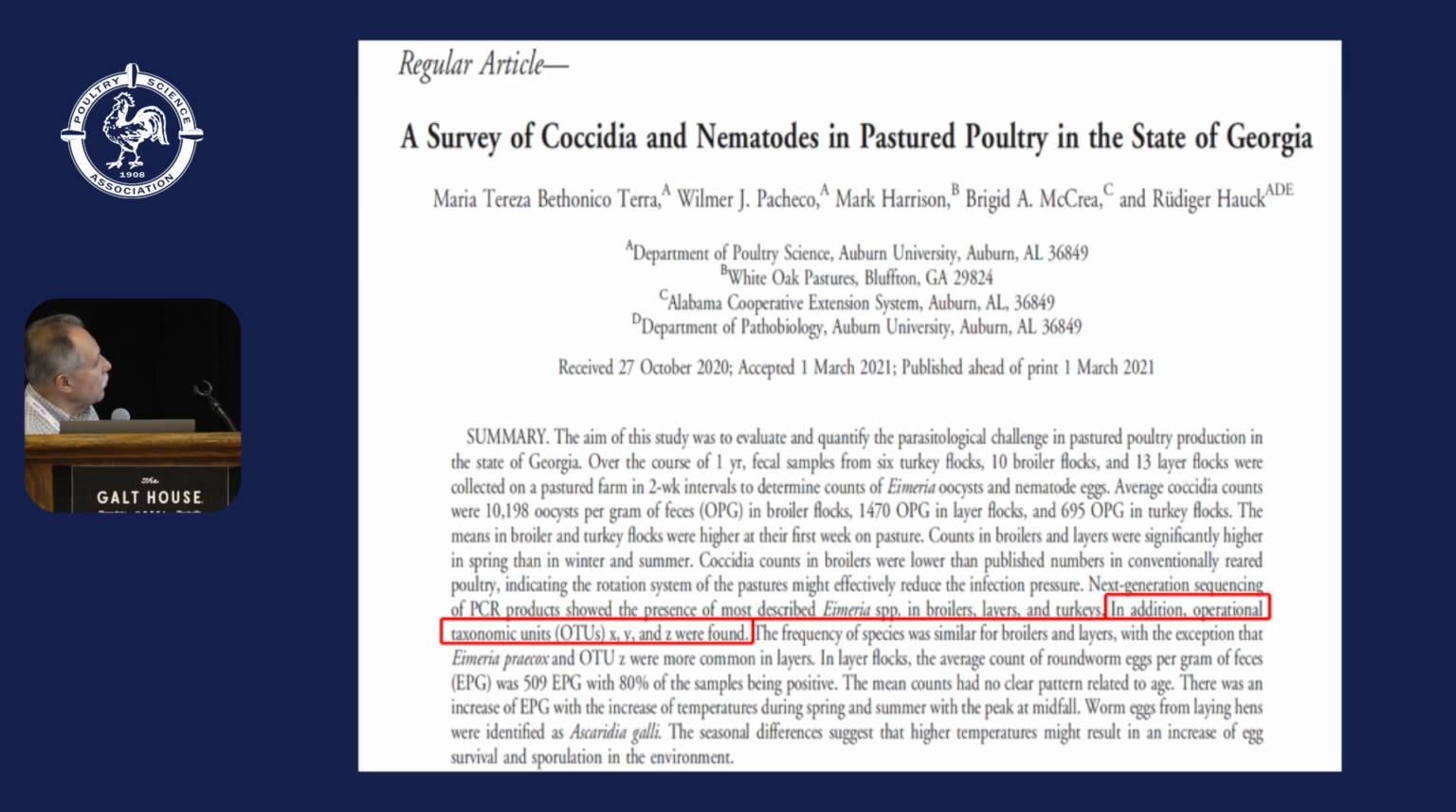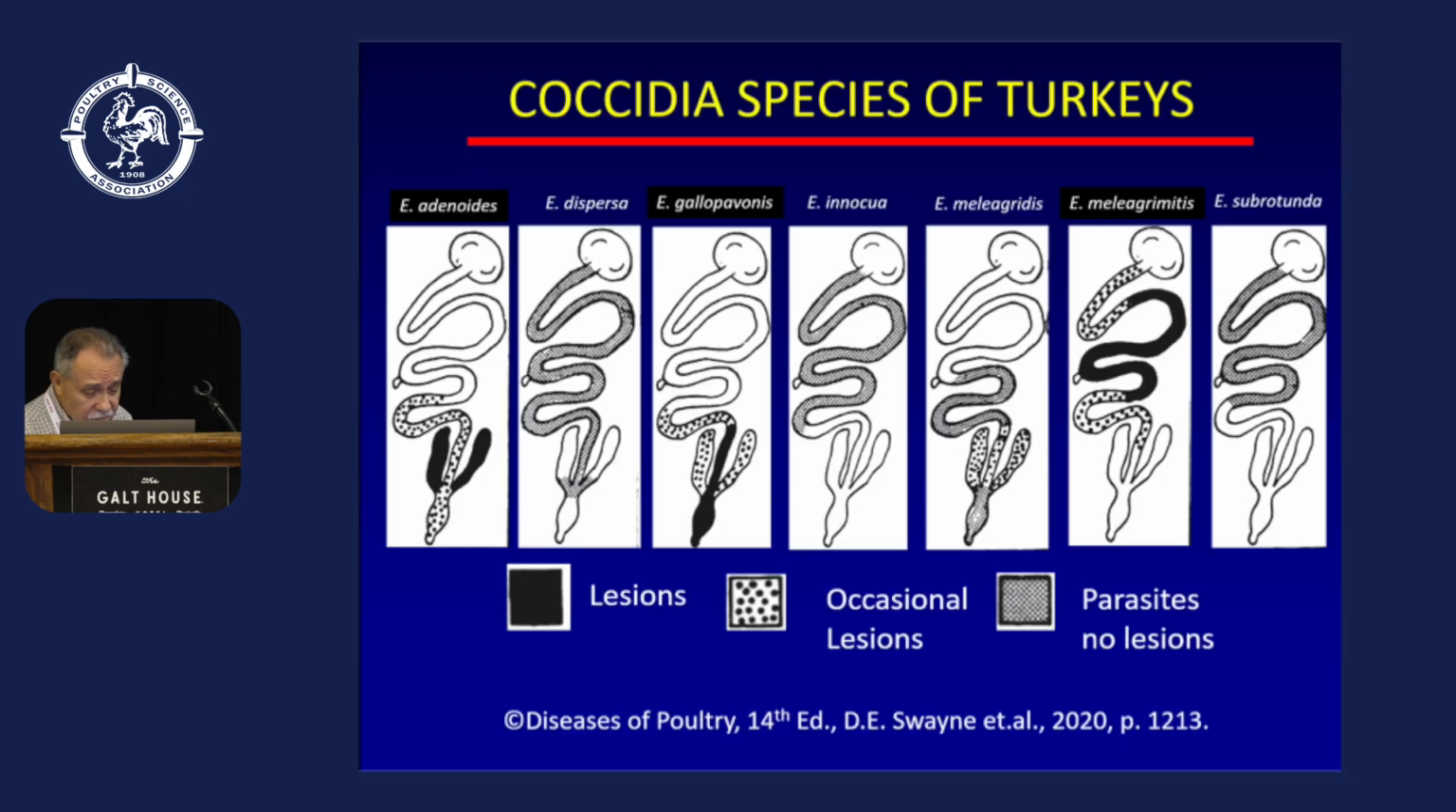And this is the paper, Avian Diseases, where it was published and reported that in addition, in these backyard flocks, or pasture flocks, they found operational taxonomic units, OTU X, Y, and Z, although they have not been biologically characterized yet in the US. I'm not going to leave turkeys out because they're another important species in the US.